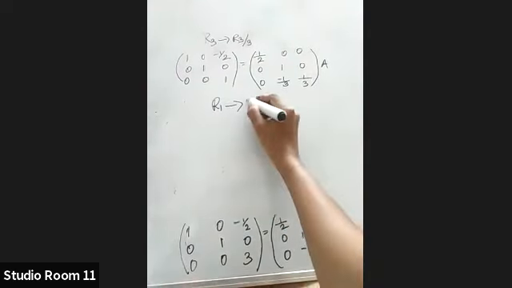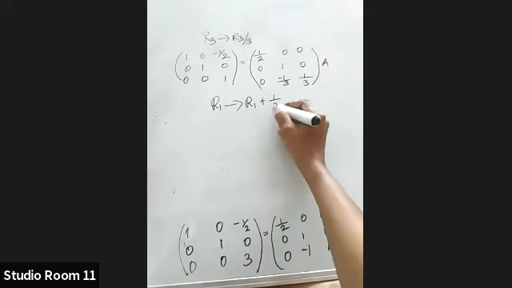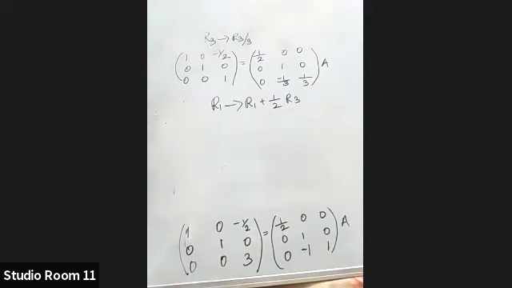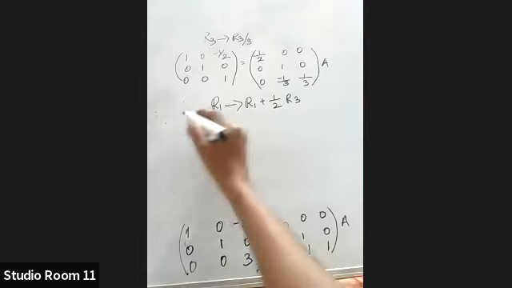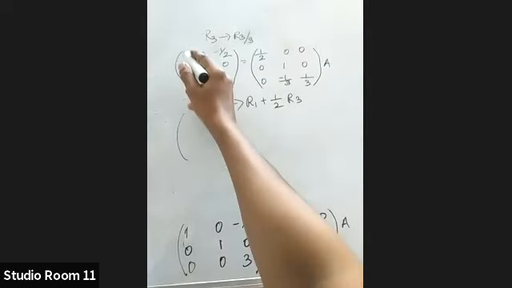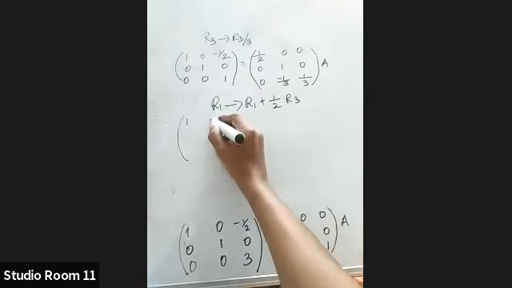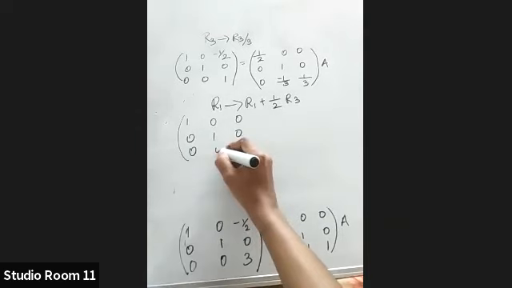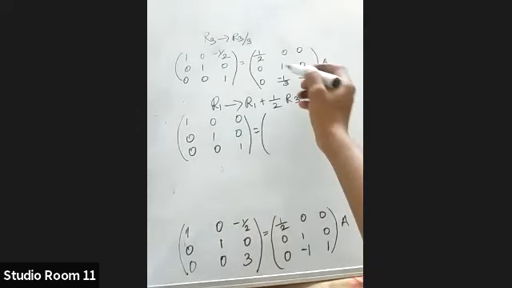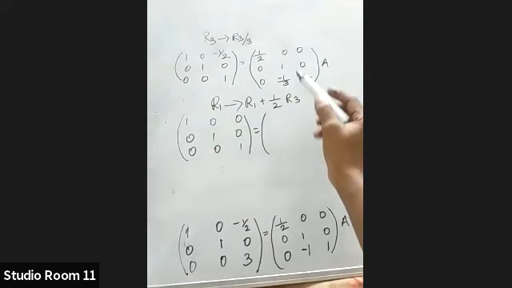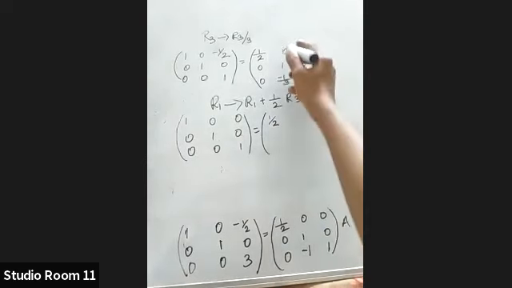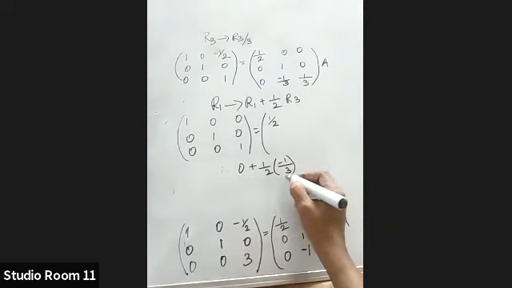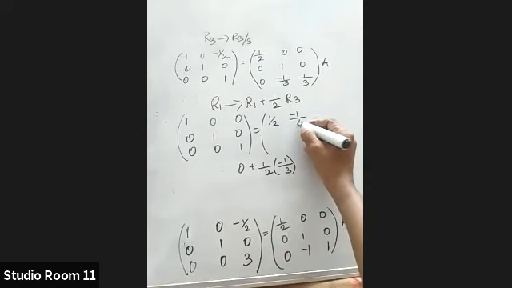R1 gets R1 plus half into R3. You multiply this by half and add. Plus half minus half, it will become 0. So first row will become 1 plus half into anything, it is 1. 0 minus half plus half 0. 0, 1, 0. 0, 0, 1 equal to, again here, half plus 0 into R3. So it is half. Next one is 0 plus half into minus 1 by 3. So it is minus 1 by 6.